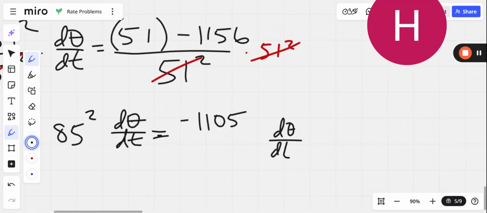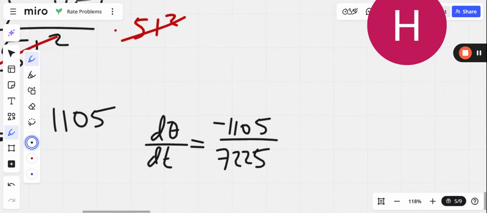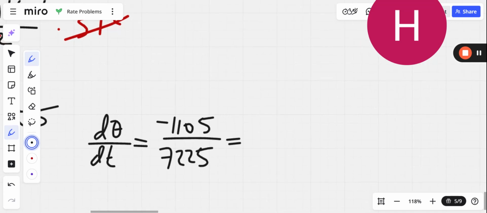So that could look a little messy. Negative 1105 divided by 7,225. That's 85 squared. If we want to divide everything by 5, we can get negative 221 over, oh no, oops, 1445. Yeah, that should do it.